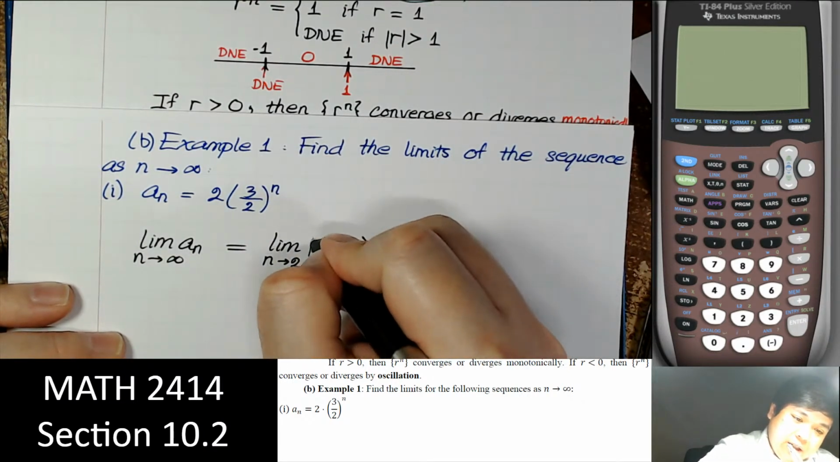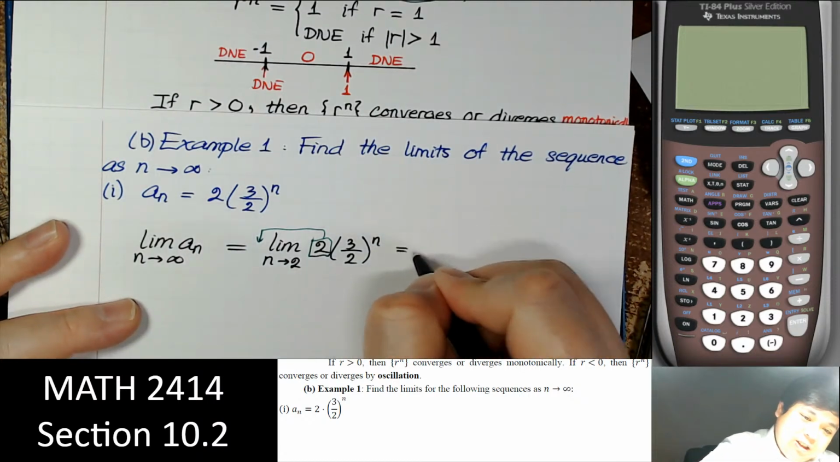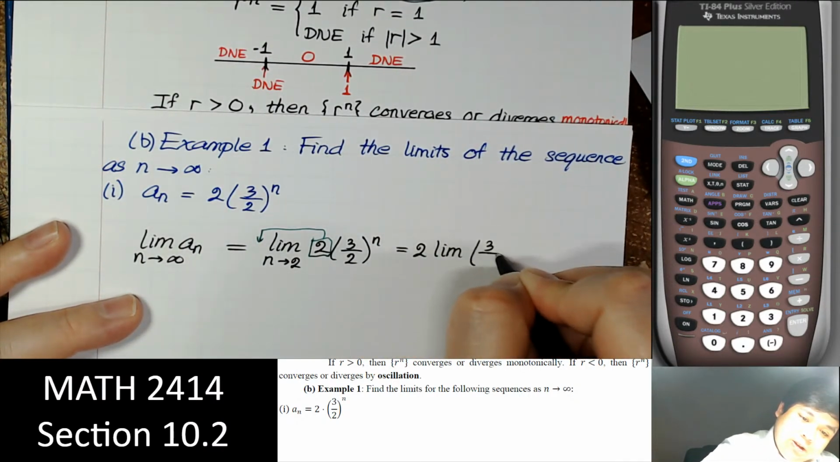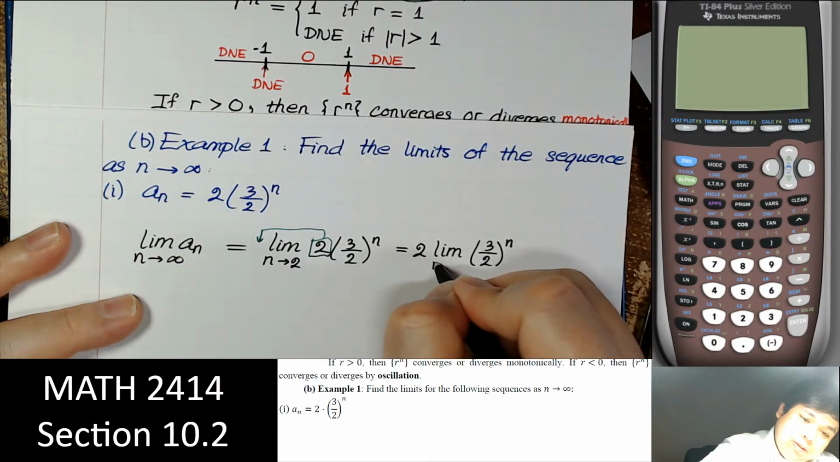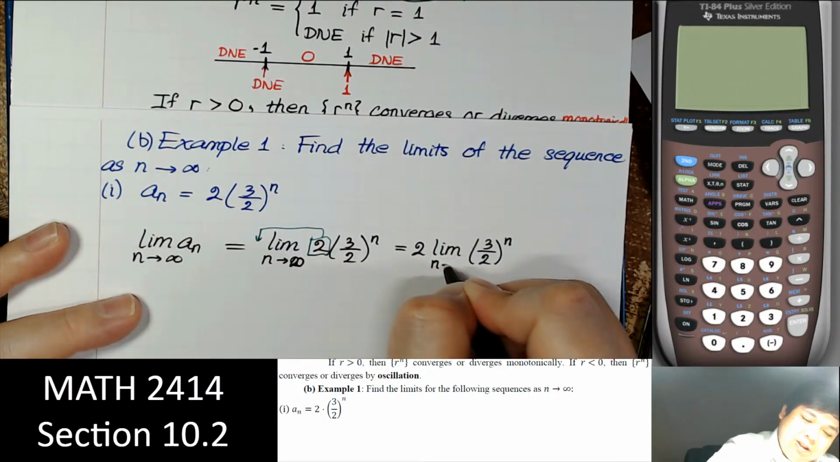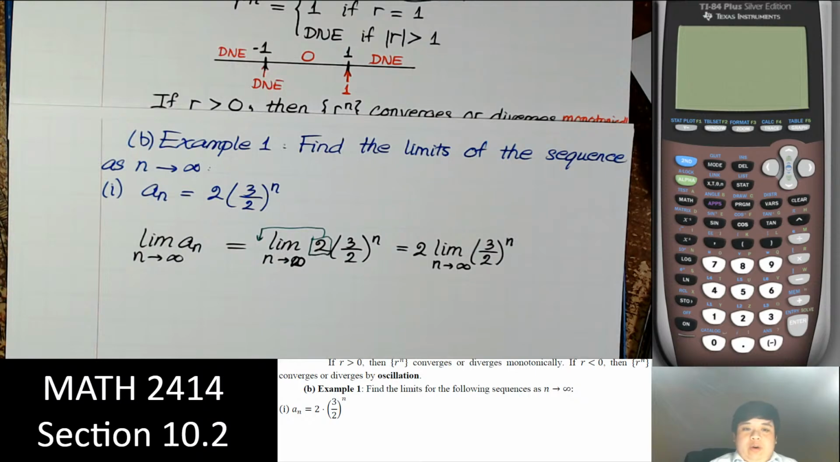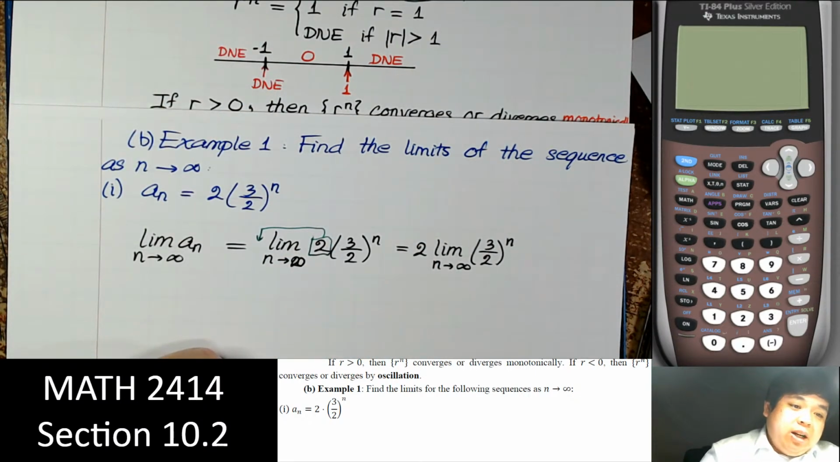So for the limit, obviously we can take the constant outside. This is infinity. Now, we have something raised to the n power. So what will be the limit?